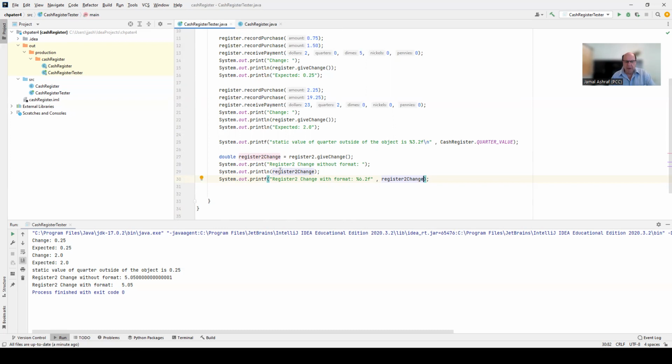And then if I do register 2, if I don't format it, this is what I get. And if I format it with the 2 decimal points, this is what I get. I'm going to talk about this printf shortly.